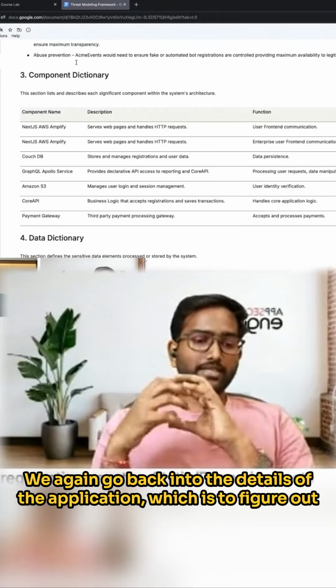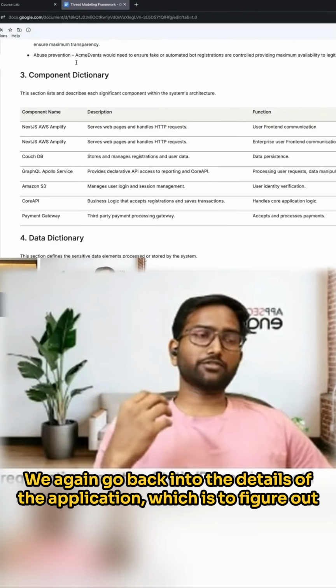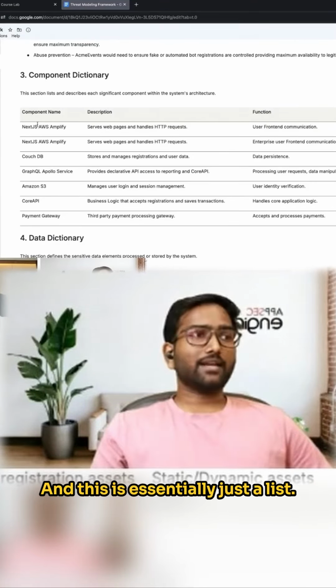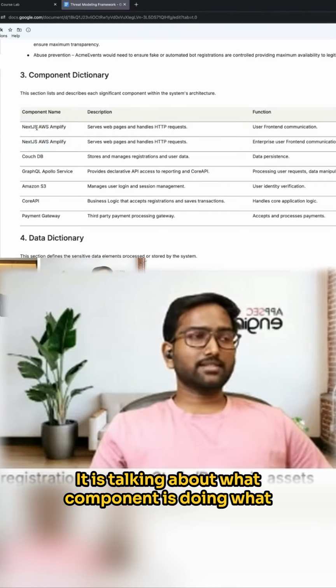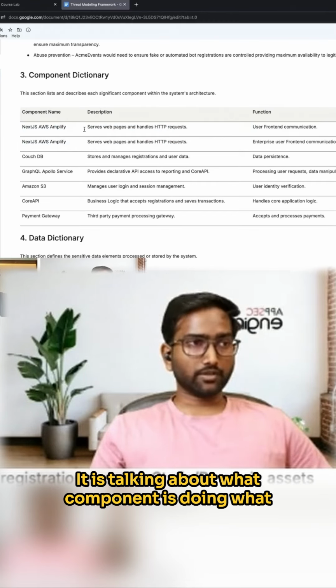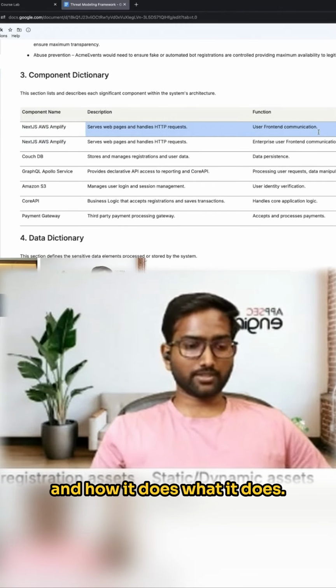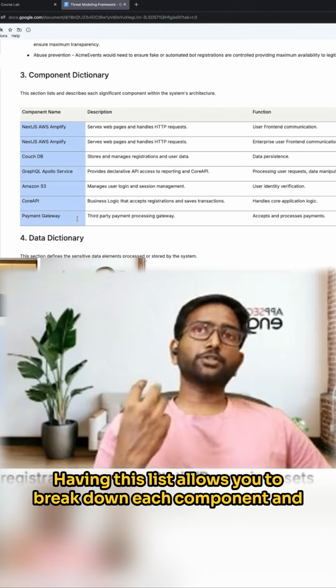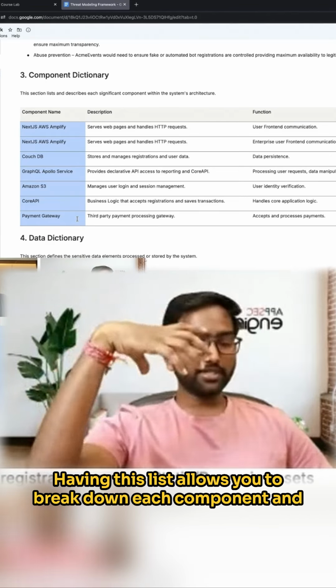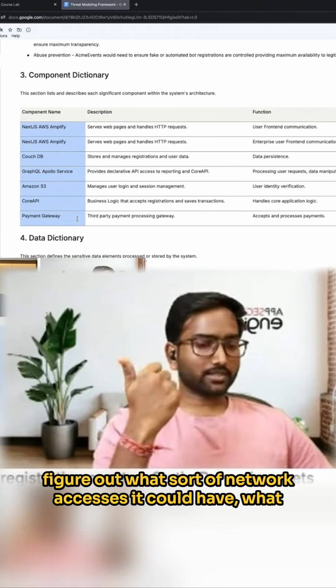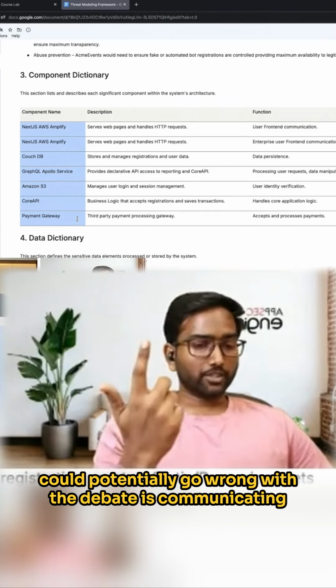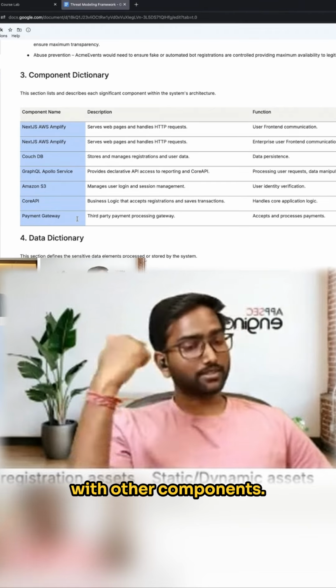We again go back into the details of the application, which is to figure out what components are being used. And this is essentially just a list. It is talking about what component is doing what and how it does what it does. Having this list allows you to break down each component and figure out what sort of network accesses it could have, what could potentially go wrong with the way it is communicating with other components.